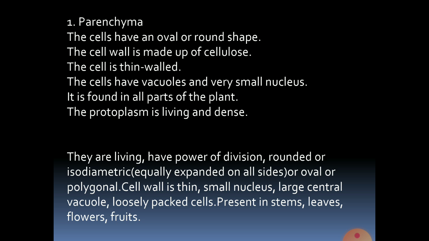So let's see the characteristics of parenchyma tissue. The cells have an oval or round shape. The cell wall is made up of cellulose. The cell is thin walled. The cells have a vacuole and a very small nucleus. It is found in all parts of the plant, and the protoplasm is living and dense.